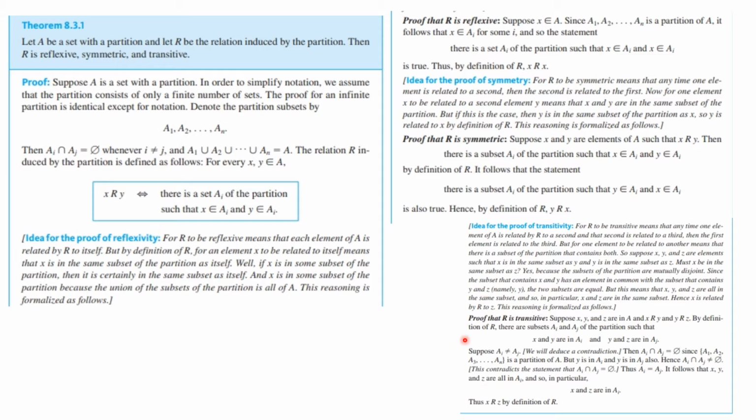And the transitive proof goes sort of similar to that. We say if X is related to Y and Y is related to Z, then X is related to Z. Well, X and Y are in some subset, and Y and Z are in some subset. But Y can only be in one subset, so it has to be the same. So X and Z are in the same subset. And so we have proven that if you have a partition and the relation induced by the partition, then it is reflexive, symmetric, and transitive.